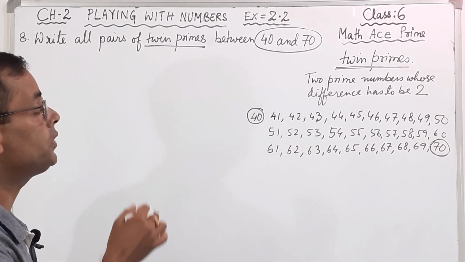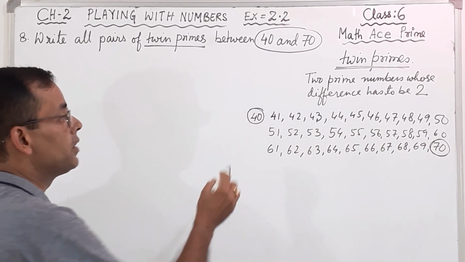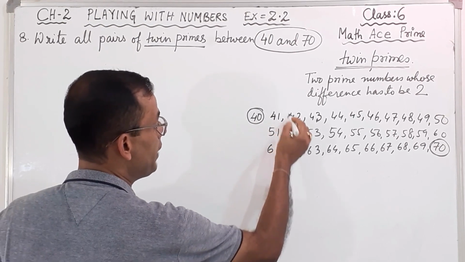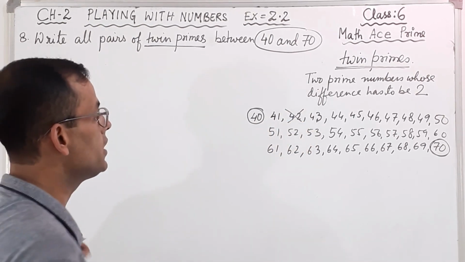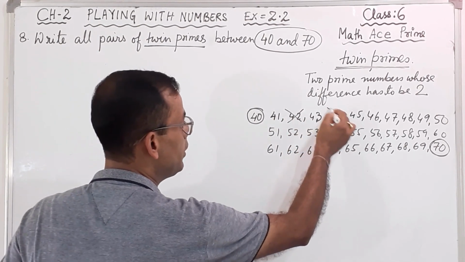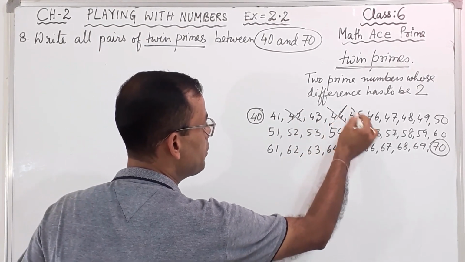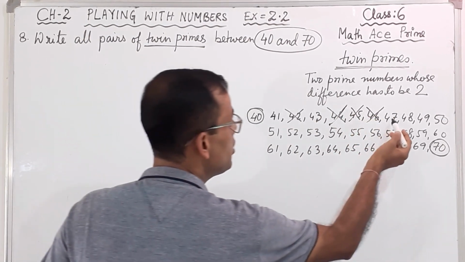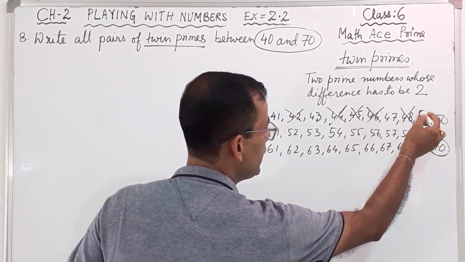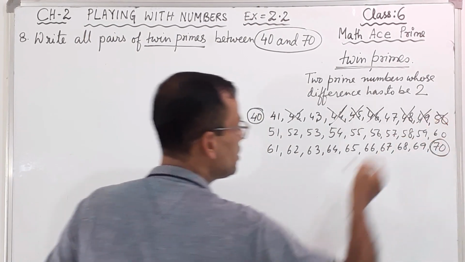Now out of these numbers, which are prime numbers? 41 is a prime number. 42 is not a prime number, so we will cross it. 43 is also a prime number. 44 is not a prime number. 45 is also not a prime number. 46 is also not a prime number. 47 is a prime number. 48 is not, and this is also not.